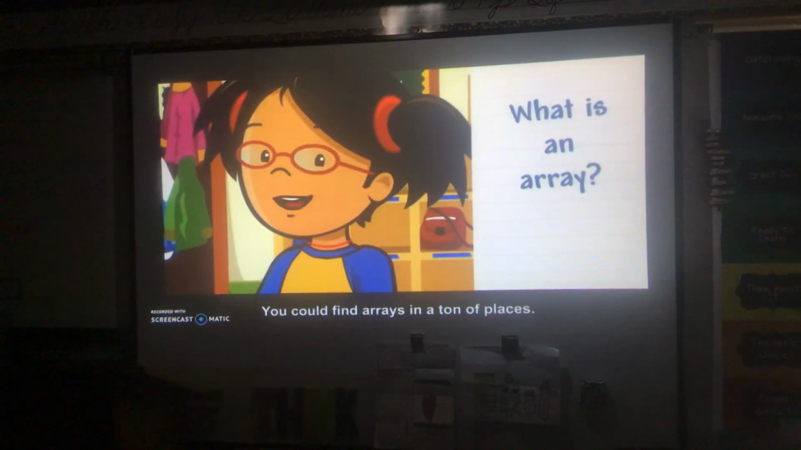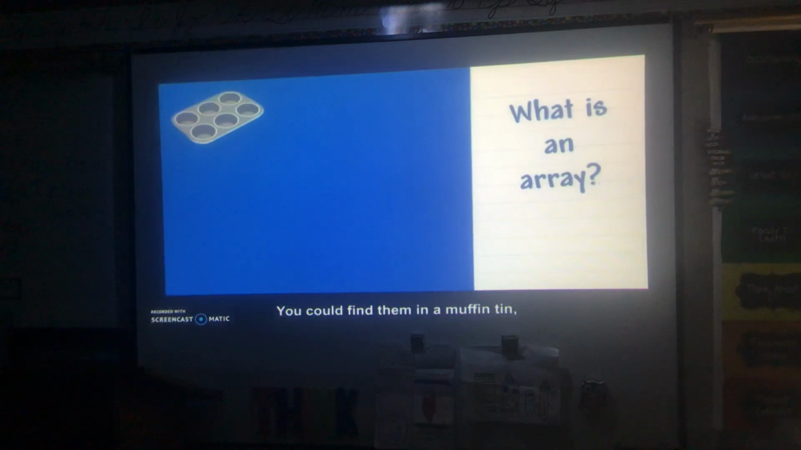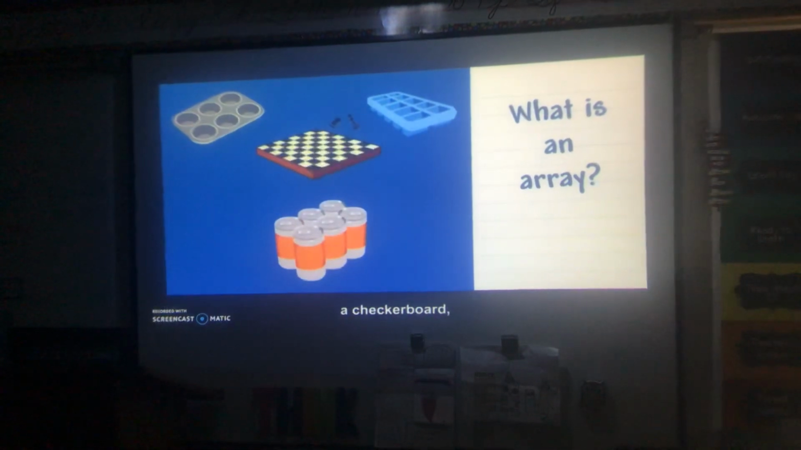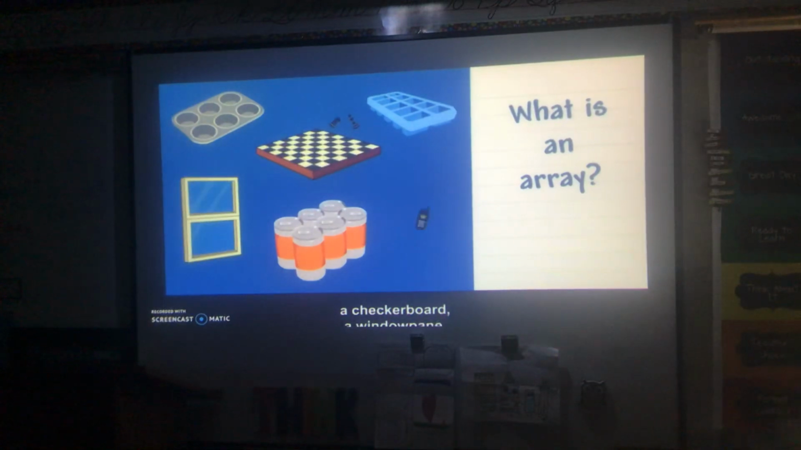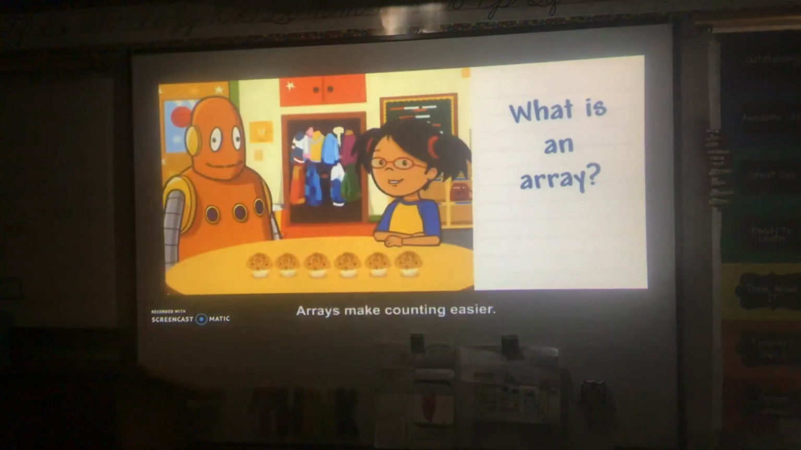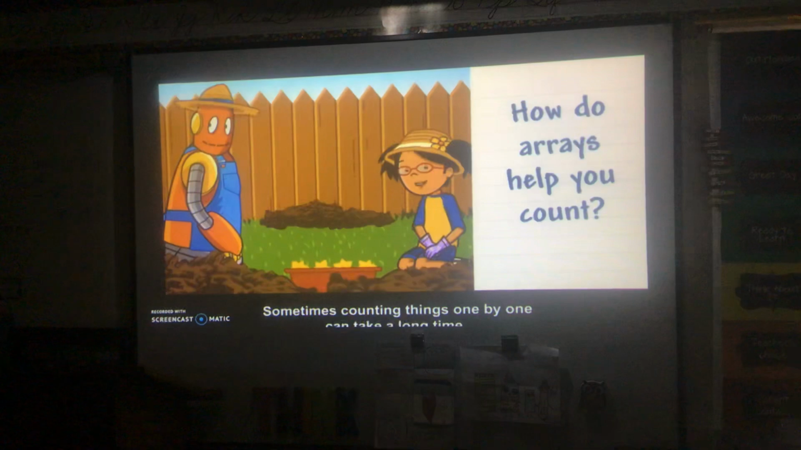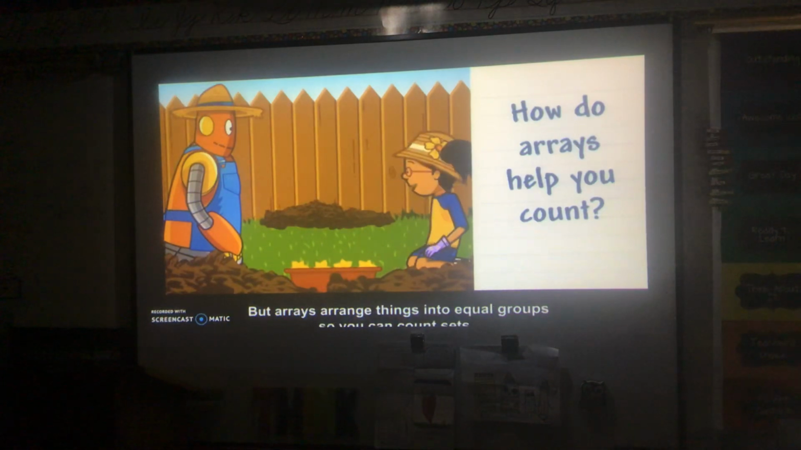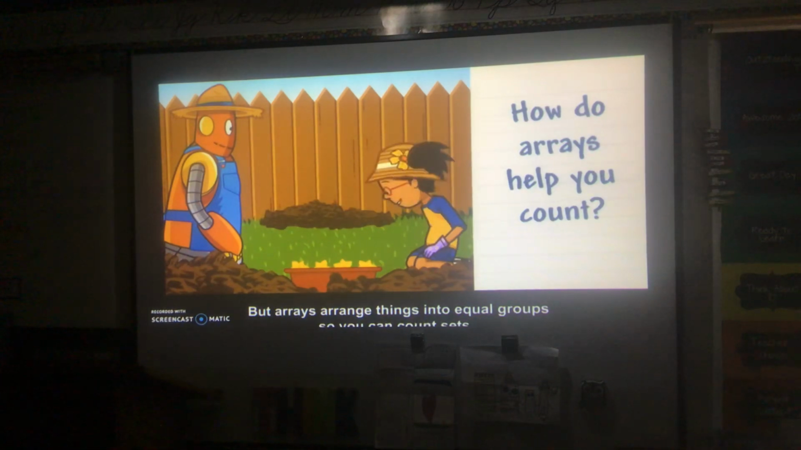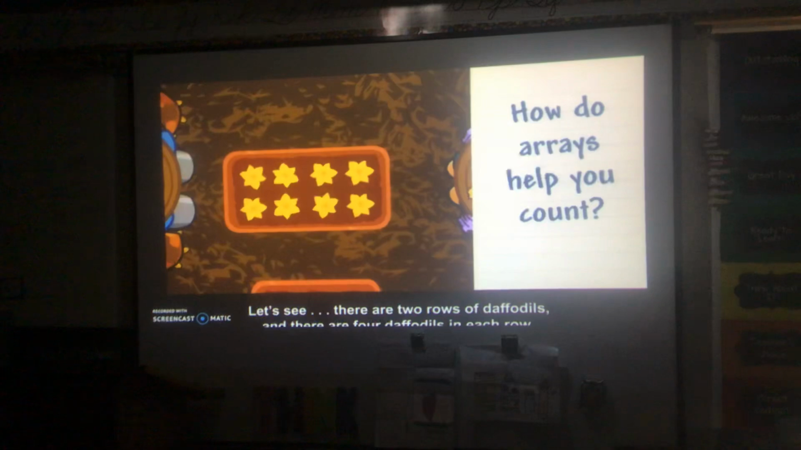You can find arrays in a ton of places. You could find them in a muffin tin, or an ice cube tray, a pack of soda, a checkerboard, a window pane, and on a phone. Arrays make counting easier, but how do arrays help you count? Sometimes counting things one by one can take a long time, but arrays arrange things into equal groups so you can count sets.